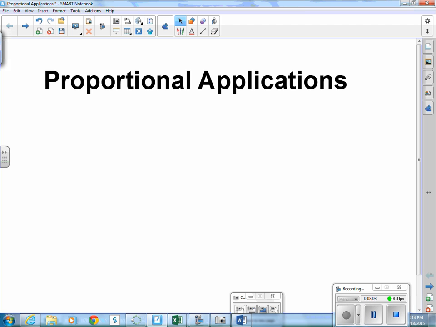Just some applications of proportions. You can apply those in whatever way you need to.